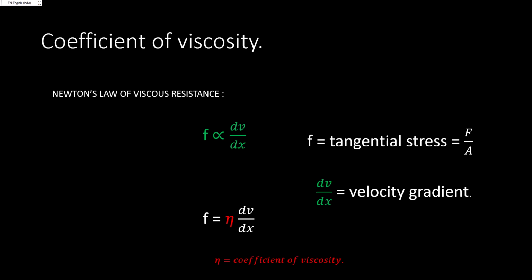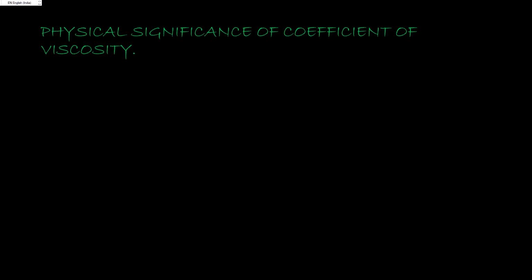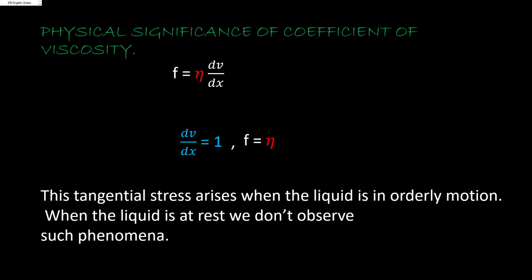So a few words about viscosity. It is the friction in the fluid, friction between adjacent layers when there is a relative motion. So physical significance of coefficient of viscosity, f equals eta dv/dx. When dv/dx equals 1, we find f equals eta. So eta is the tangential stress when the liquid is in orderly motion. When the liquid is at rest, we don't observe such phenomena. So for a liquid at rest, the coefficient of viscosity does not have any physical significance.